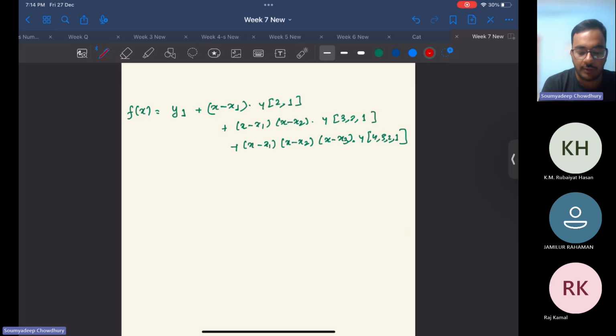which is given by y1 plus (x minus x1) into y of 2 comma 1, the divided difference, plus (x minus x1)(x minus x2) y321, plus (x minus x1)(x minus x2)(x minus x3) into y4321. We have the divided difference interpolating polynomial also. We can find it out like this.